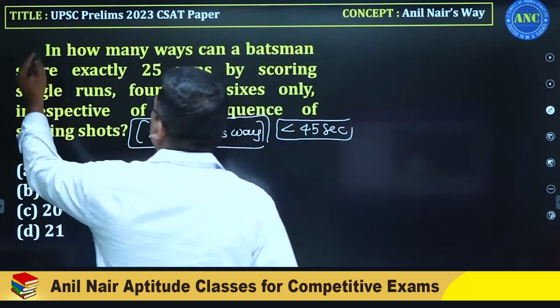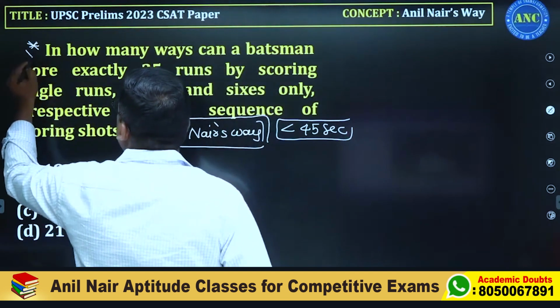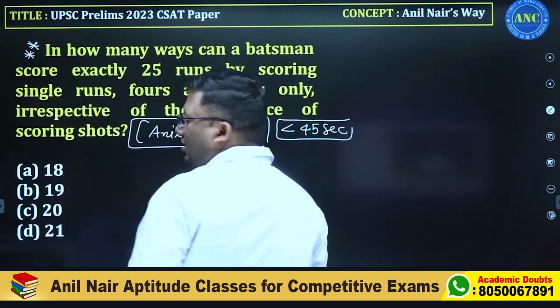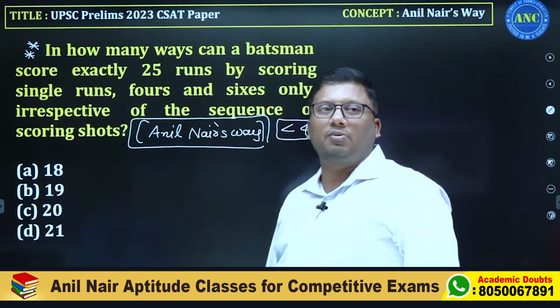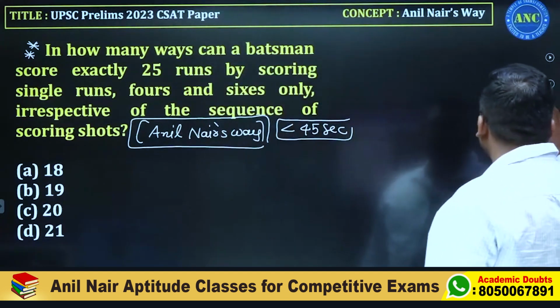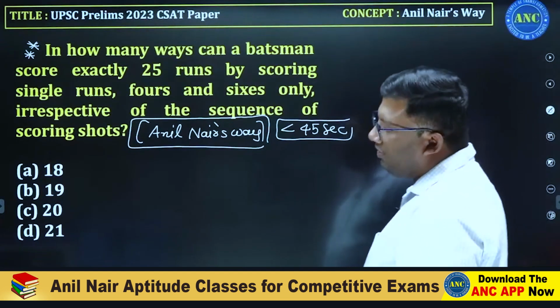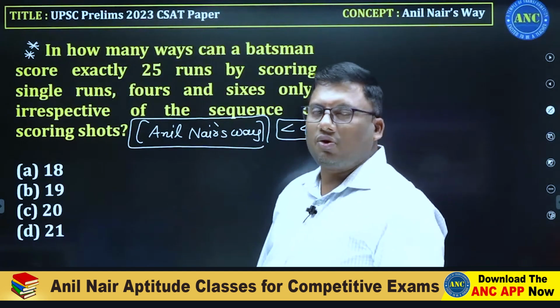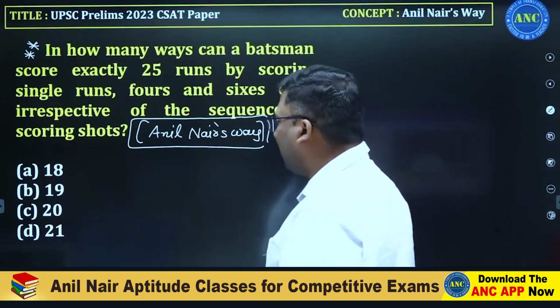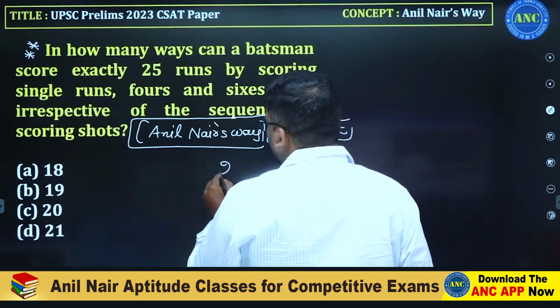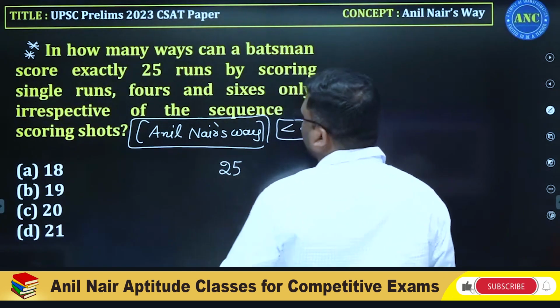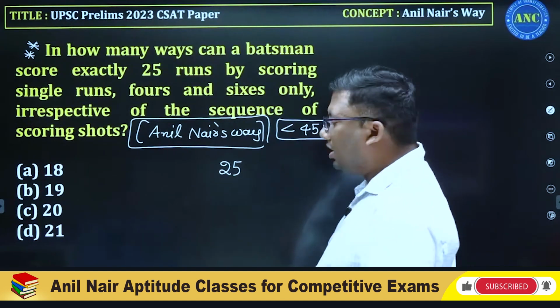Please put a star mark. Same question we discussed in our classroom, but with different numerical values. Question is, in how many ways can a batsman score exactly 25 runs? A batsman needs to score 25 runs. By using which all runs?